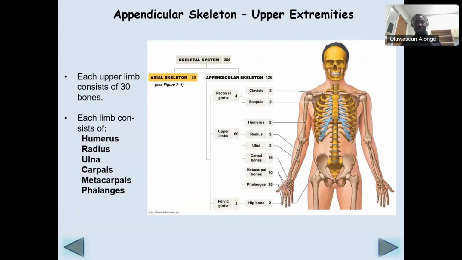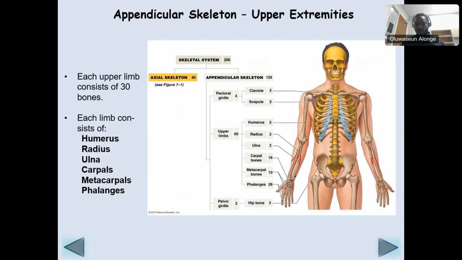Now, here we want to look at the upper limb in detail. The first bone in the upper limb, or the upper extremity, is the humerus. And you have two of them, one on each side. Then you have the radius, then you have the ulna. I call it radiolateral to tell that the radius is on the lateral side and the ulna is on the medial side. The same thing here, you have the ulna, then you have the radius.